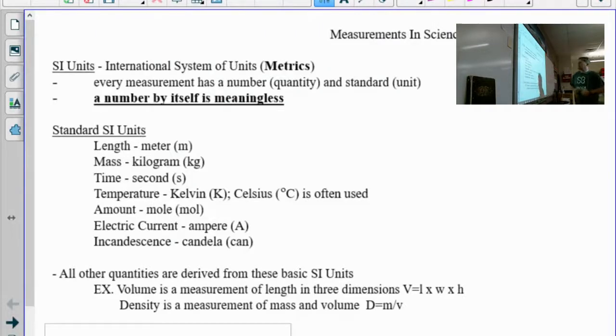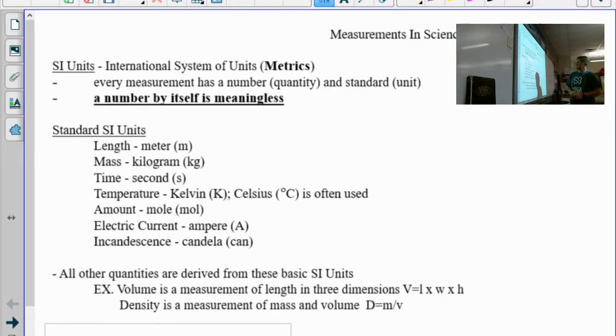Okay, so today we're going to talk about measurements in science, and we are going to start off talking about metrics or SI units. And so we will be using metrics exclusively in this class. We won't be talking about feet and inches and things like that.